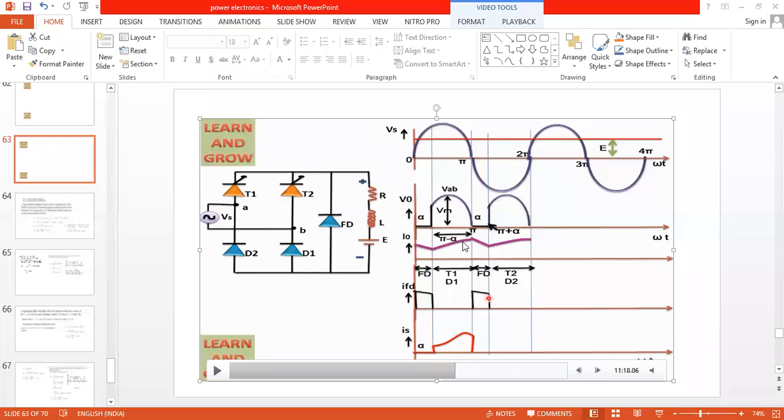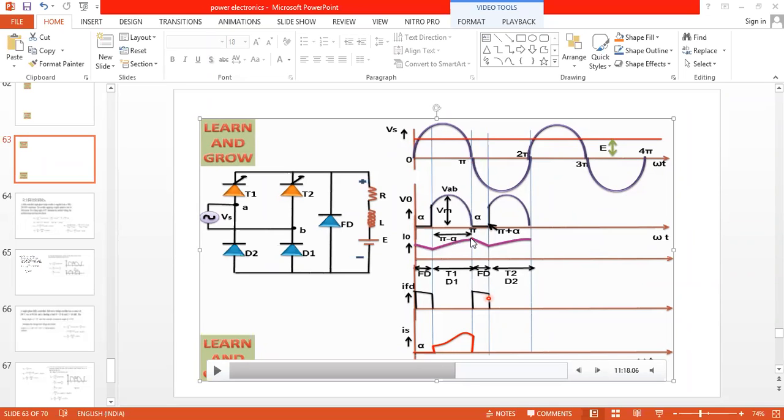Okay, if you see this current waveform, at omega t is equal to pi, input voltage is 0. So why do we require this freewheeling diode in any circuit? At omega t is equal to pi, what is the value of input voltage? Anyone? The input voltage is 0. And what is output voltage? Output voltage is also 0. But the current is not 0, current is maximum.